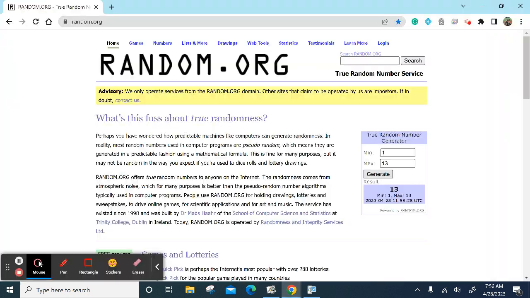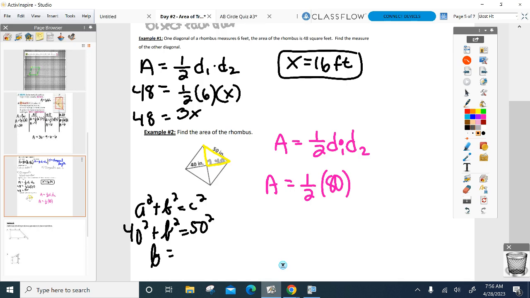What is that b value when you have it? 30. But be disciplined, right? That's not the length of the whole diagonal. It's only half of it because it's getting bisected. Double it, and now I'm plugging in 60. So the area of this rhombus, 2,400. If you're putting units on, just make sure it's square units.